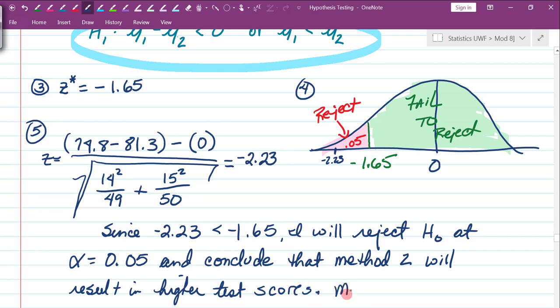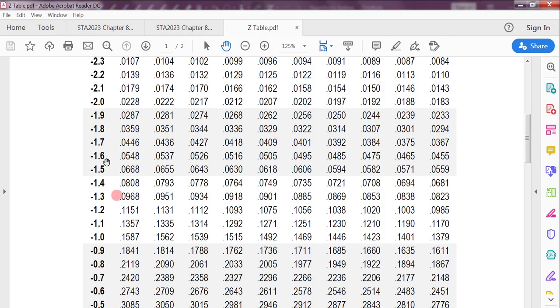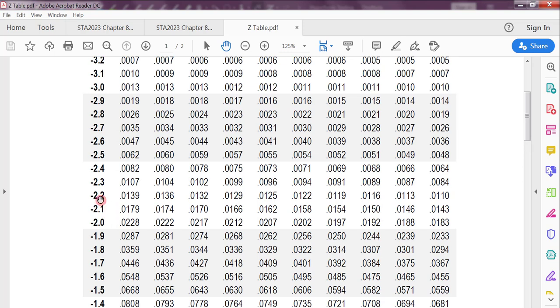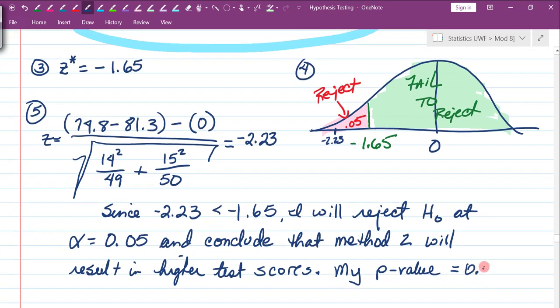My p-value equals, let's go see what that equals. So it's negative 2.23 one-tailed test. So all I have to do is look up negative 2.23, so this is 0, 1, 2, 3, so it's 0.0129. Okay, and as you can see, the p-value is less than my alpha value. Just another way of making sure that we have everything done correctly. Alrighty, let's look at our next problem.